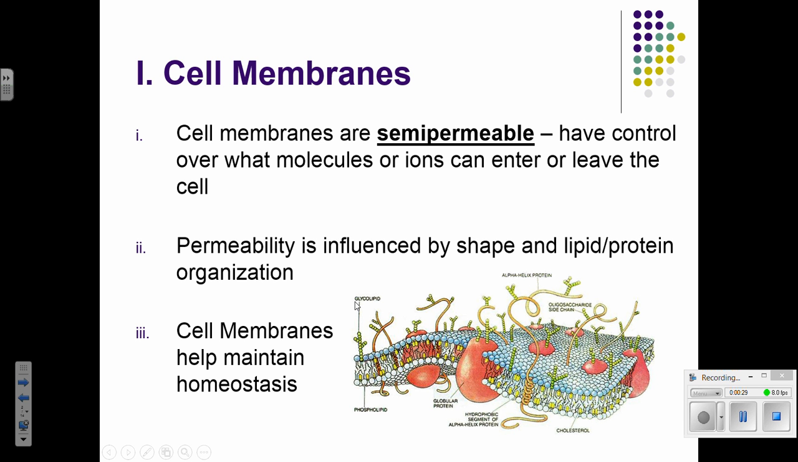The permeability of each cell membrane is influenced by not only the shape of the organism trying to get in or the object trying to get in, but also exactly how many proteins we have embedded within the cell membrane itself. So altogether, cell membranes are helping us maintain homeostasis, keeping that cell as healthy as it can be.